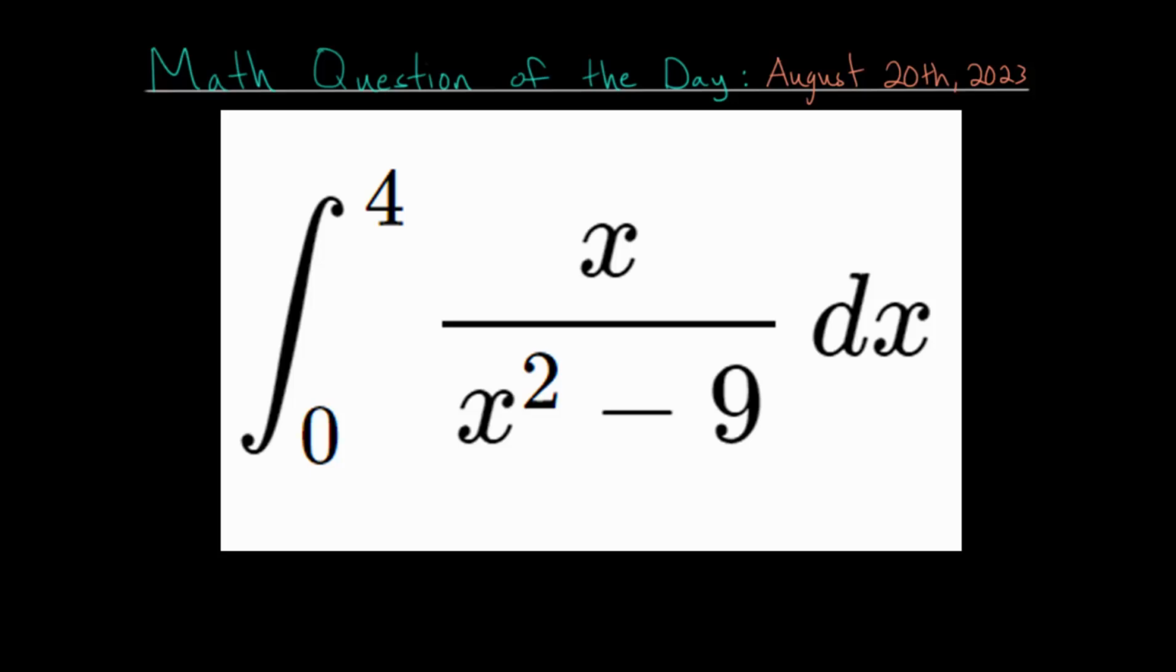In this video, I'd like to talk about the math question of the day for Sunday, August 20th, 2023. And with this problem, we have the definite integral from an x value of 0 to an x value of 4 of this rational function x divided by x squared minus 9. And questions like these are typically seen in Calculus 2 classes.